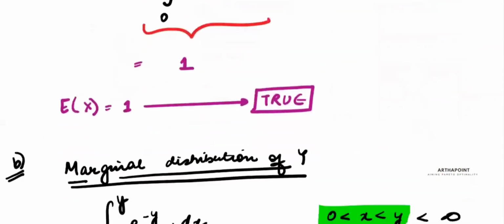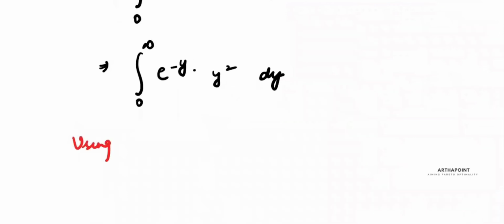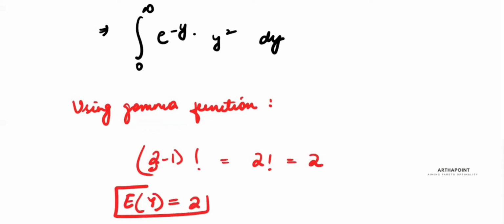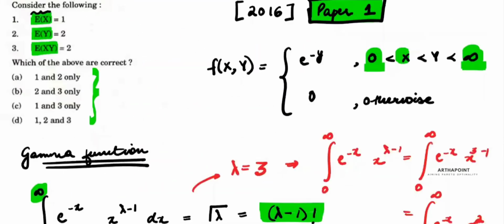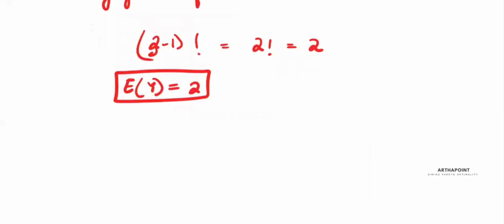So ultimately, using the gamma function, what will I get? I will get that the answer is 3 minus 1 factorial, which is 2 factorial, which is 2. So the expected value of y is going to be 2. Again, I think that's what's given to us. So this is correct and this is also correct. Now let's find out E of xy.